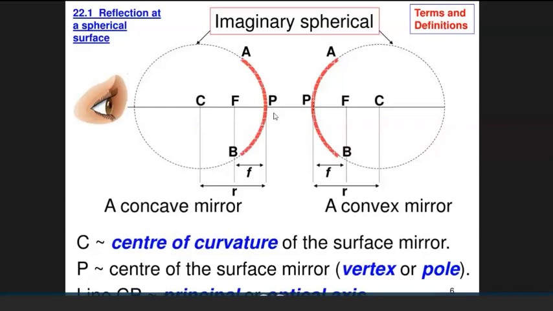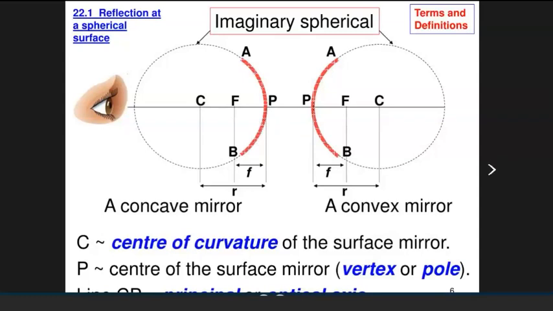So the pole of the mirror is a point on the reflecting surface which divides the reflecting surface into two equal halves. This is called the pole. You see here, if you take this point, the portion AP is just equal to BP. So this point P divides this spherical mirror into two equal parts. So this point is called the pole or vertex of the mirror.